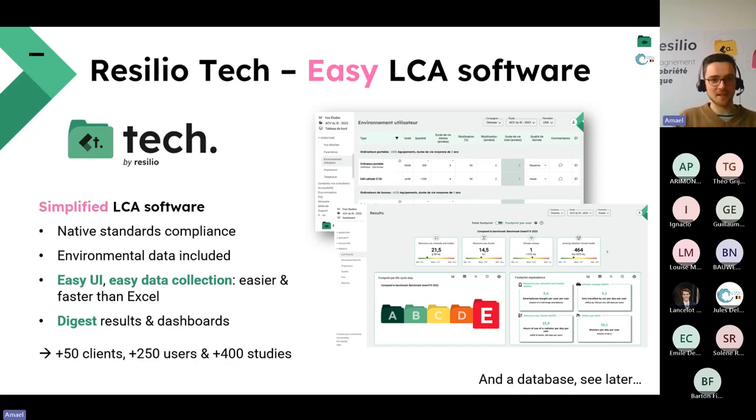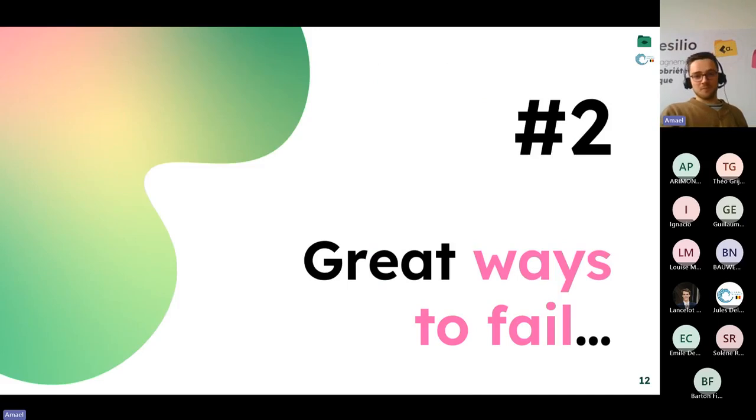Providing compliance to standards, with environmental data all included to make it as easy and as fast as possible, because we want people to go into action efficiently and in the good way. And we also developed a database a year or so ago, but I will discuss it a bit later. So that's the why. We need to efficiently go in the right direction from an environmental point of view.